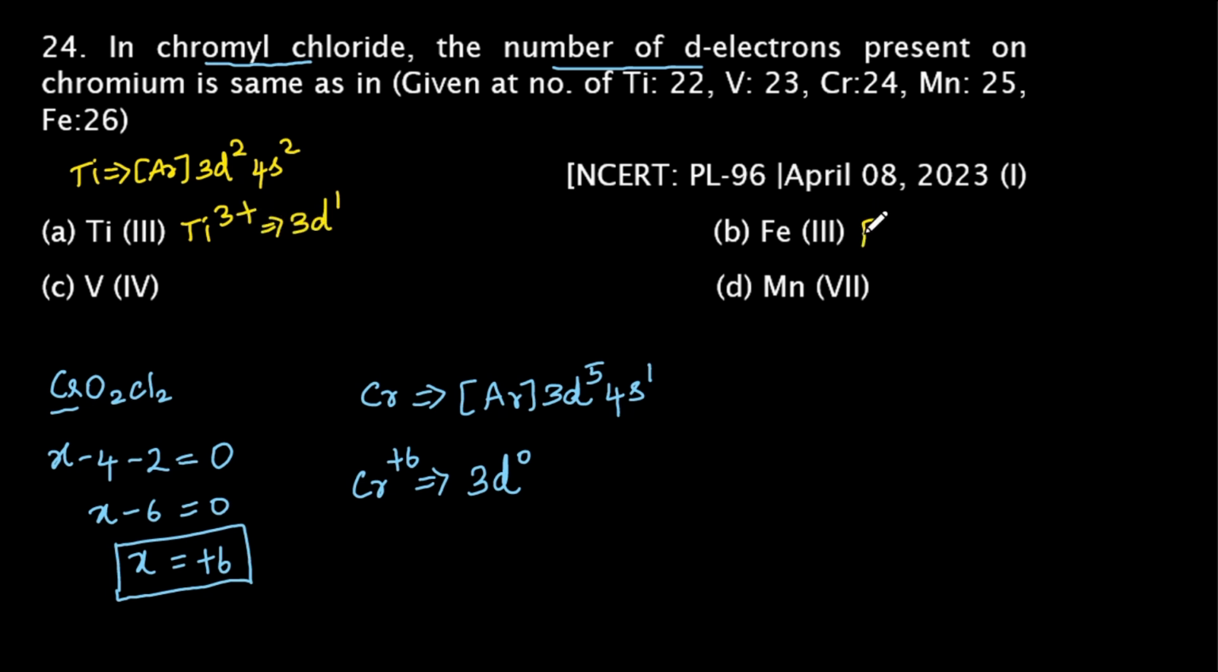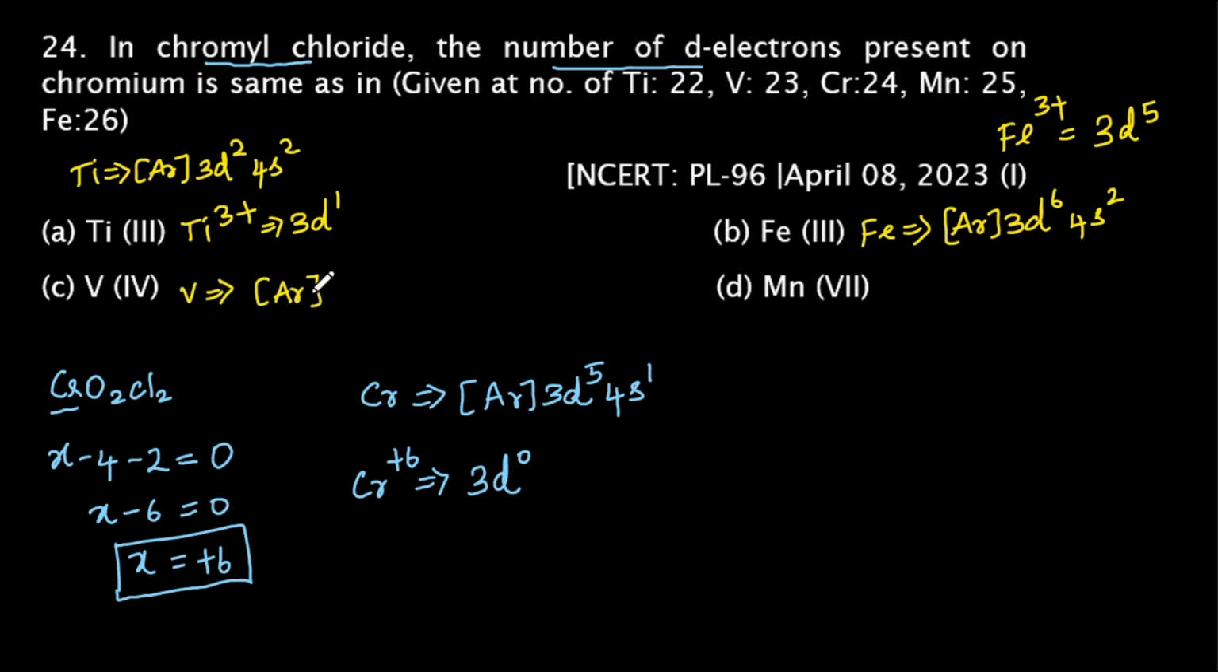Then iron is having the electronic configuration core argon configuration 3d6 4s2. Iron in +3 oxidation state, 3 electrons are removed, so it will be having 3d5 configuration. Then vanadium is having the configuration core argon configuration 3d3 4s2. Now vanadium in +4 oxidation state, 4 electrons are removed out of the 5 valence electrons, it will be having 3d1 configuration. So the first 3 options are not having 0 electrons in d orbital, so our answer is definitely the option D. So let us check that.